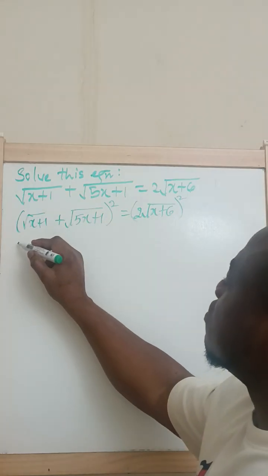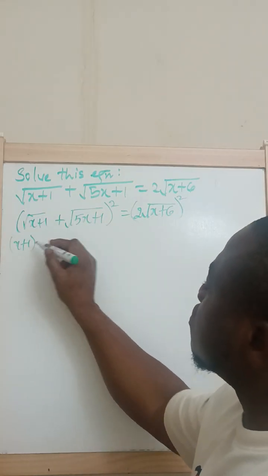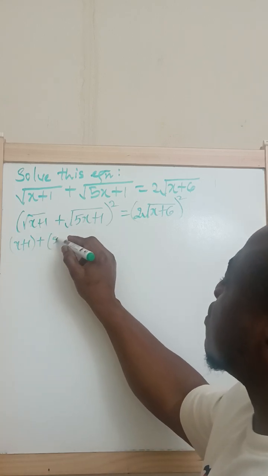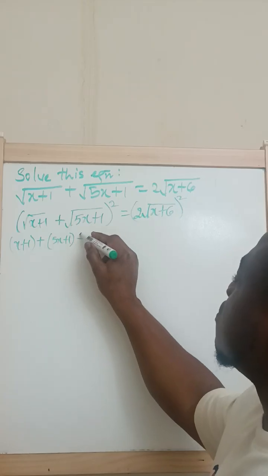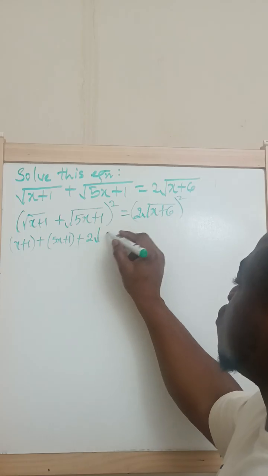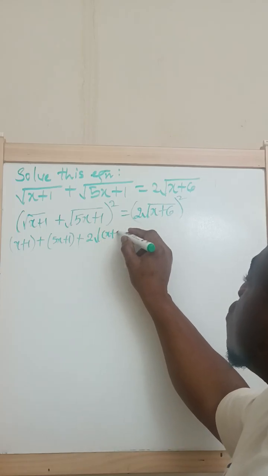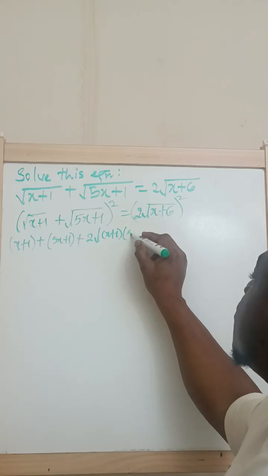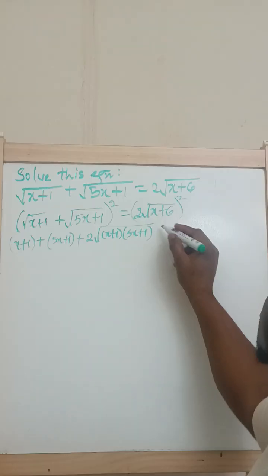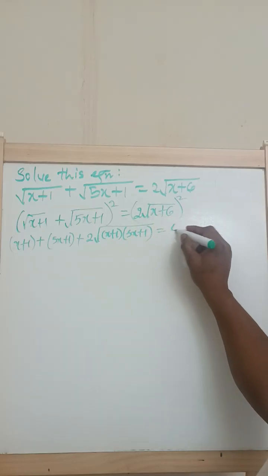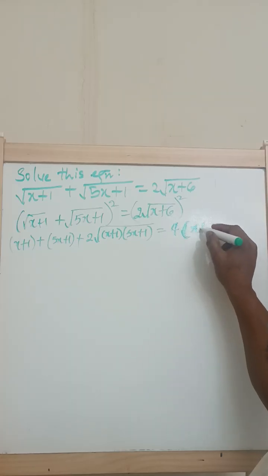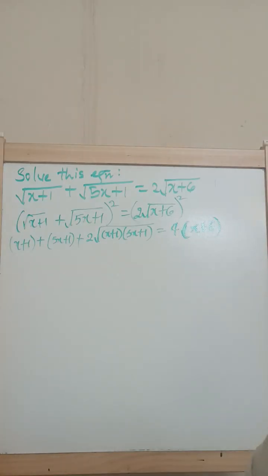This is going to be x plus 1, plus, squaring this, 2 times the square root of x plus 1 times the square root of 5x plus 1. Then we multiply by 2. So that will be 2 square root of x plus 1, 5x plus 1. Right? If you square the right side, it's going to be 4 into x plus 6. Right?